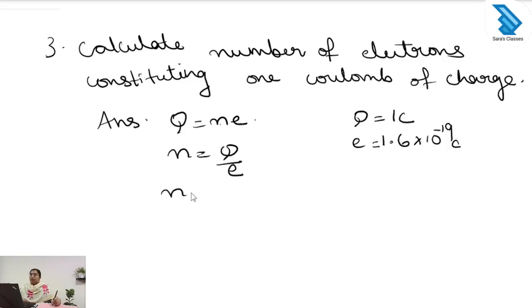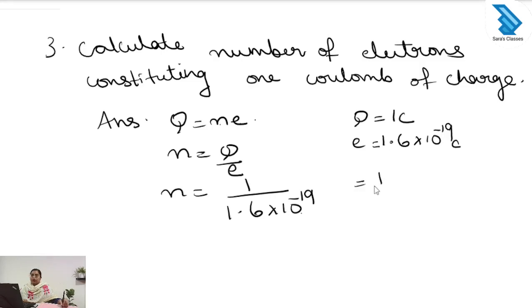So what is N? What is Q given? It is 1 coulomb divided by 1.6 into 10 raised to minus 19. Here the 10 raised to minus 19 is in the denominator, so when it goes to the numerator it becomes plus.